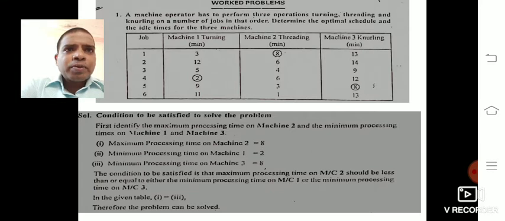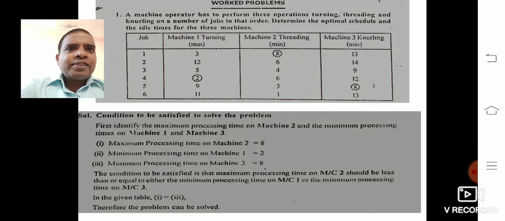On the machine 1 column the 2 is encircled, and also the minimum processing time on machine 3, that is 8, is encircled. The condition to be satisfied is that the maximum processing time on machine 2 should be less than or equal to either the minimum processing time on machine 1 or the minimum processing time on machine 3. Please check the condition in the given table, that is 8 and 8. It is satisfied. Am I correct? Okay.